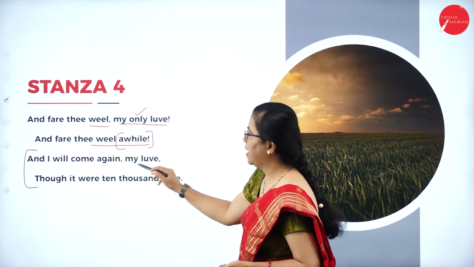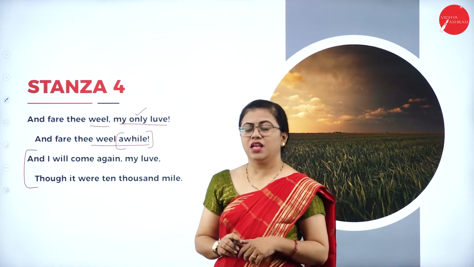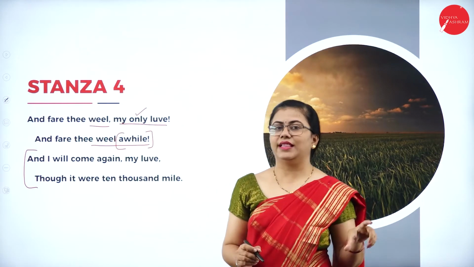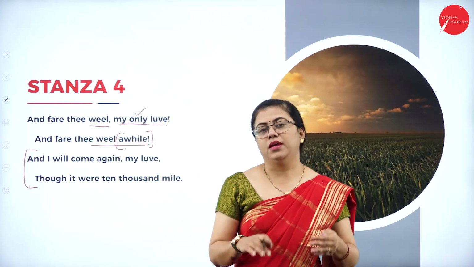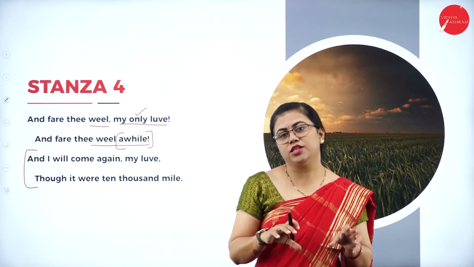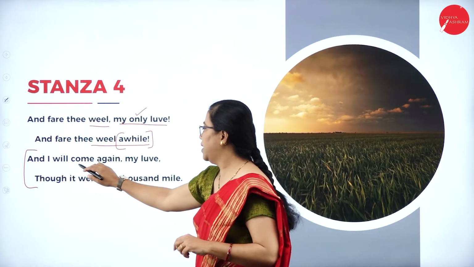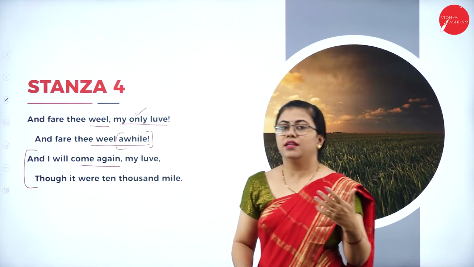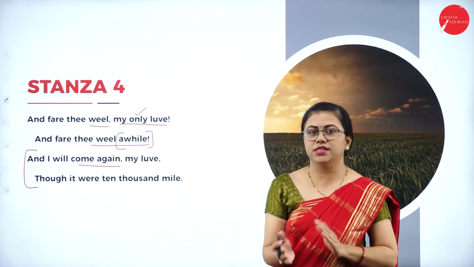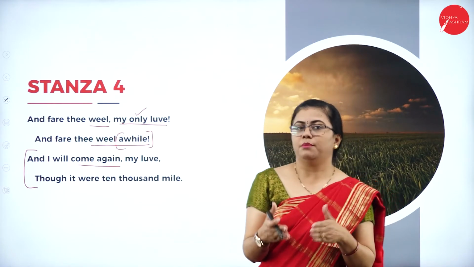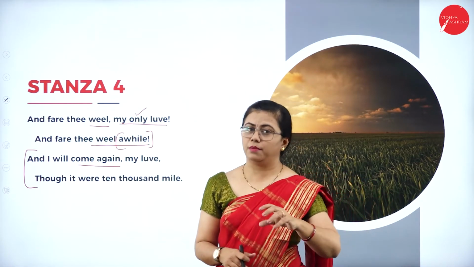So here, by reading these two lines, "And I will come again, my love, though it were 10,000 miles," you can feel that the poet is going somewhere, or maybe his love is going somewhere, and he's talking about a temporary separation. Here you can see "come again." This phrase tells you that there is a temporary separation of this love. Maybe somebody is going apart, and he tells that he's going to come back. Maybe the poet himself is going away from his love, but he is going to come back.